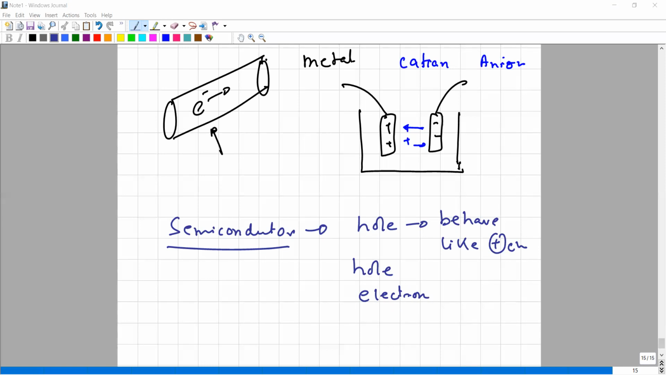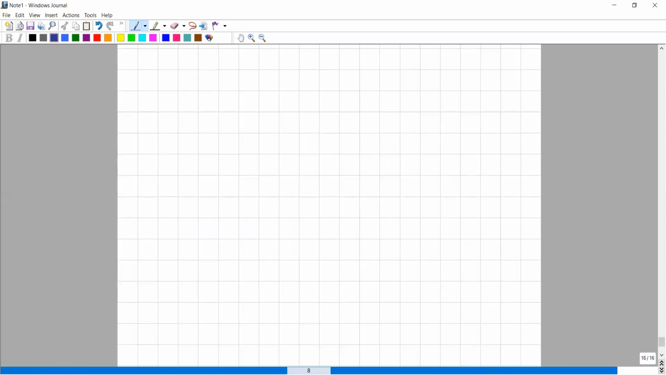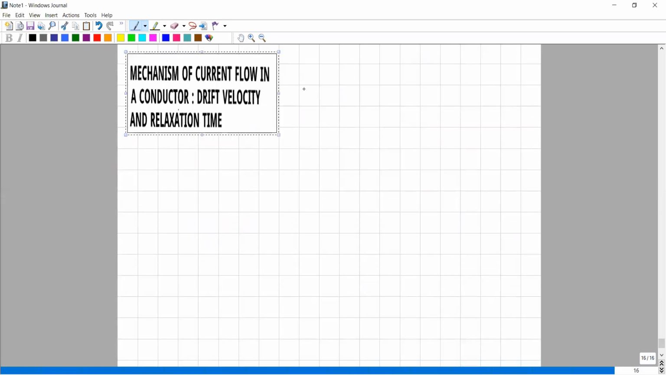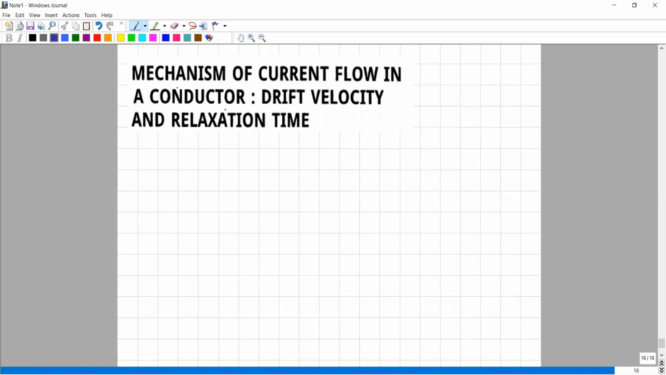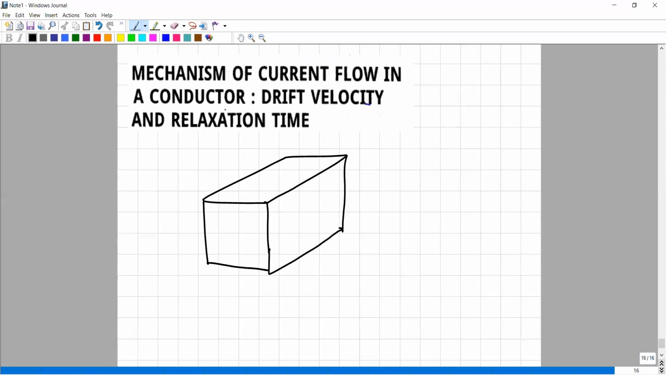Now next is the mechanism of current flow in a conductor: drift velocity and relaxation time. This is a very important topic. Now think about the conductor. A conductor has a large number of free electrons. Let's say you have a cube of metal, and you have a large number of electrons here.